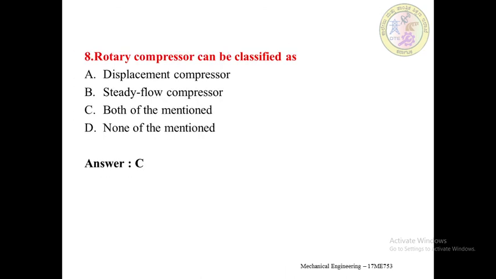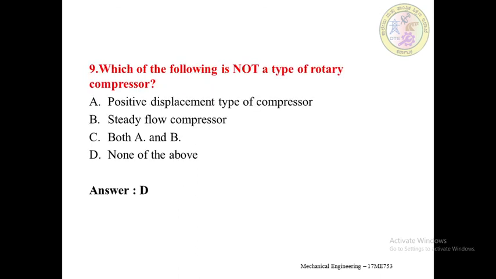Question number 8: the rotary compressor can be classified in, and the same options will be provided as in the previous question. The answer will be the same, both of the mentioned, meaning it is a displacement compressor and also a steady flow compressor. Next: which of the following is not a type of rotary compressor? Positive displacement compressors, steady flow compressors, both A and B, and none of the above. The answer will be D. Everything is a rotodynamic type of compressor.